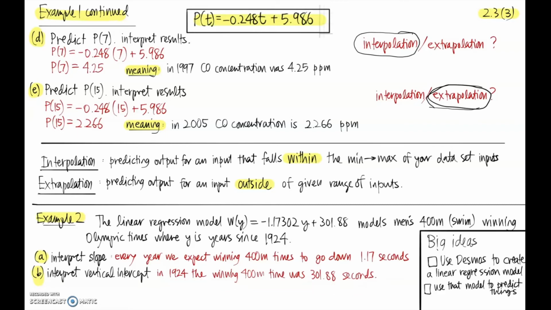And the big ideas from this section are we want to be able to use Desmos to create a linear regression model, just given a table of values of data. And we want to use that model that is created to predict different outputs, and also be able to interpret what the slope and the vertical intercept mean. Also along the lines, we learned these two words, interpolation and extrapolation.